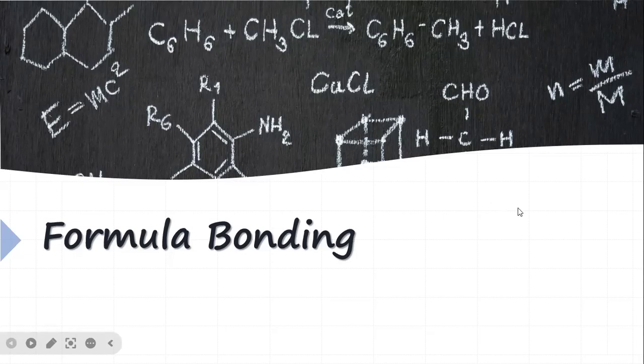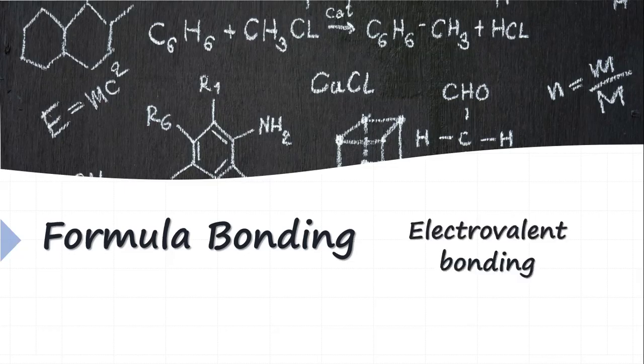So far we discussed covalent bonding. Before that, we said that there are two types of bonding: covalent bonding and electrovalent bonding. So far we've covered all about covalent bonding. So today, let's move on to electrovalent bonding.